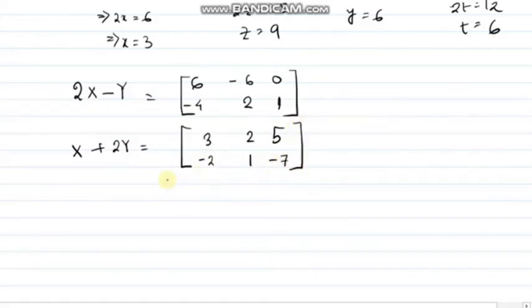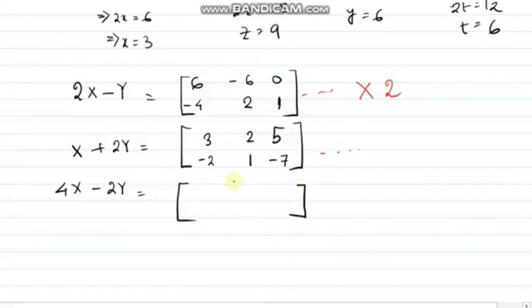That's very easy. What you are going to do, I am going to solve it like simultaneous linear equations. So I am going to multiply these matrices by 2. If I multiply by 2, each element is multiplied, so it will be 4x minus 2y equals [12 minus 12 0; minus 8 4 2], right? Now if I add this to the other equation, 2y will be cancelled out, so 4x plus x, that will be 5x, right?